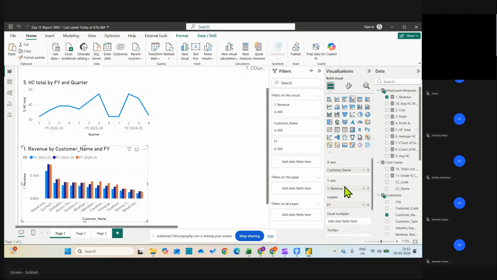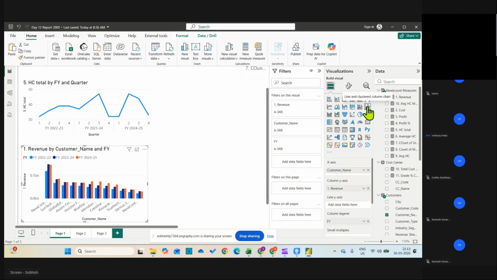But then I cannot bring the headcount total to this because it's a clustered column chart. So my question is, if I want to include the headcount total also here, how can I do that? I want to show both revenue and headcount total. The chart which can show X and Y axis together. Yeah. Which chart is that? This one. Line and clustered column chart, or stacked one. Line and stacked. This is the combo chart with a secondary axis.